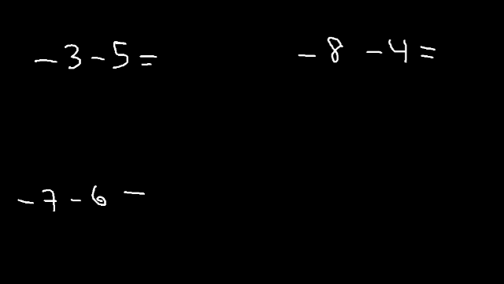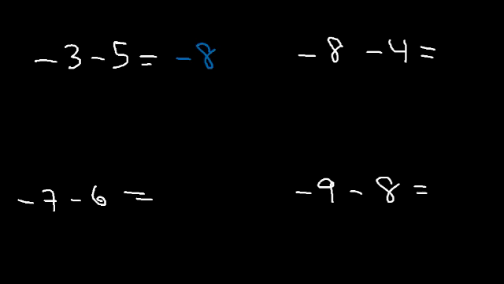Try these. So let's say if we have two negative signs, -3 and -5. What do you think the answer will be to that particular problem? So -3 minus 5 is -8.